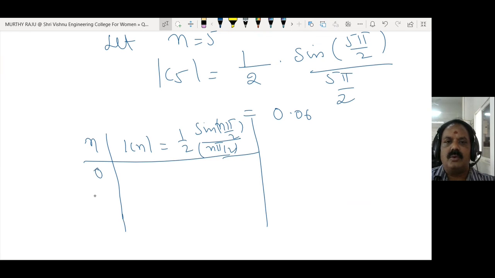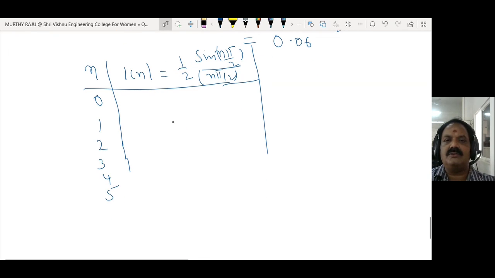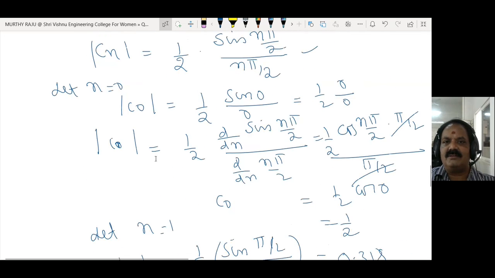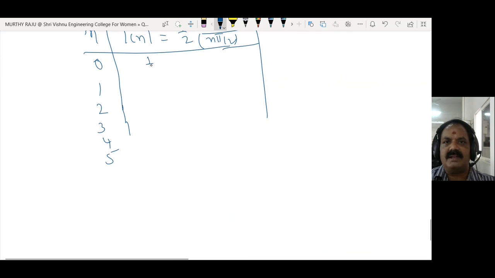For n is equal to 0, 1, 2, 3, 4, 5: for n is equal to 0, the value is 1 by 2, that is equal to 0.5. For n is equal to 1, the value is 0.318. For n is equal to 2, the value is 0. For n is equal to 3, the value is minus 0.1. For n is equal to 4, 0. For n is equal to 5, 0.06.